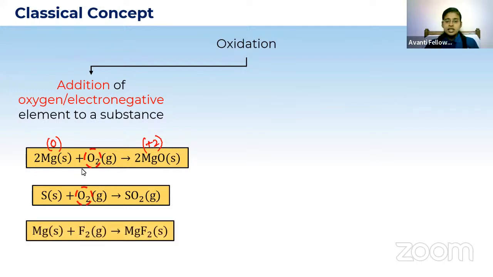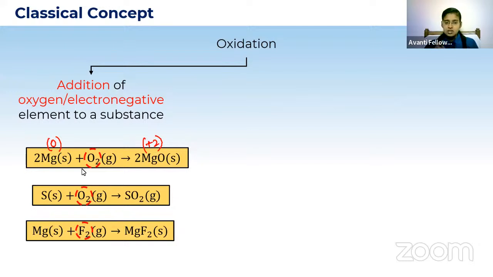Now in the third example, magnesium is reacting with fluorine to give magnesium fluoride. Here we don't have oxygen. Instead of oxygen, we have fluorine. Who is this fluorine? It is the most electronegative element, right? If some electronegative element is added to a metal, then we have to say that the metal has got oxidized and the reaction is an example of an oxidation reaction.